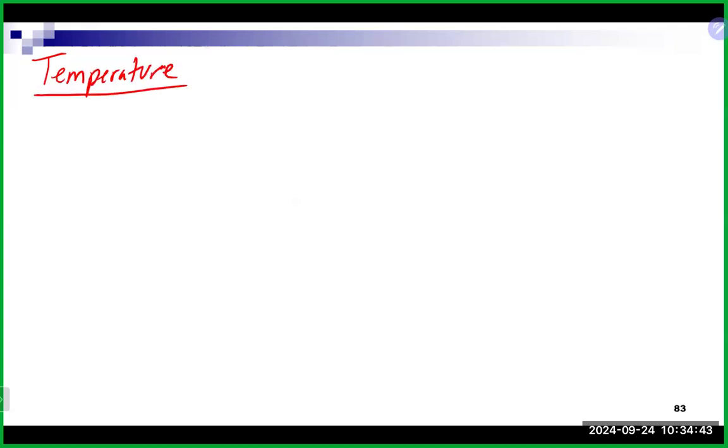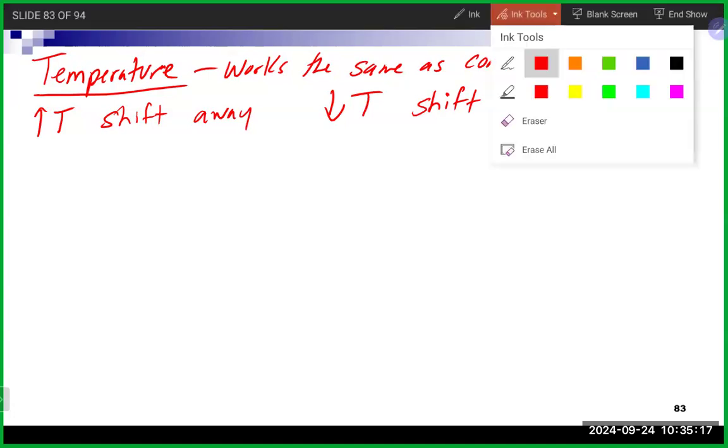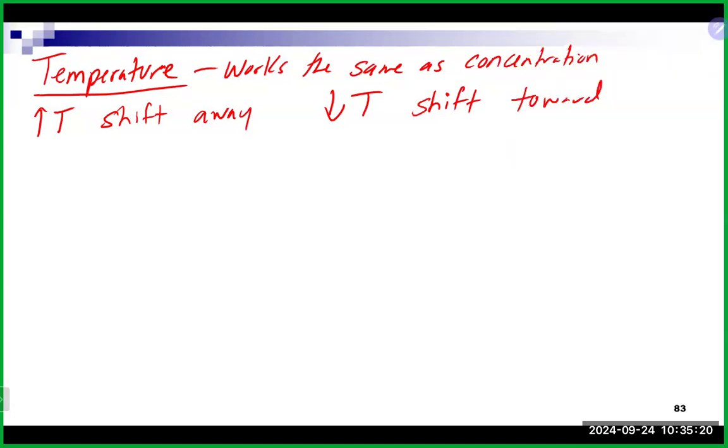So temperature works the same as concentration. So when you increase the temperature, it will shift away. And when you decrease the temperature, it will shift towards it. The problem is we need to know which way is away and which way is towards it. And where this comes into play is actually the type of reaction that you're dealing with in terms of energy.